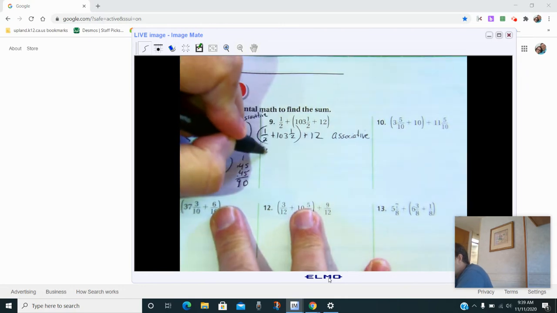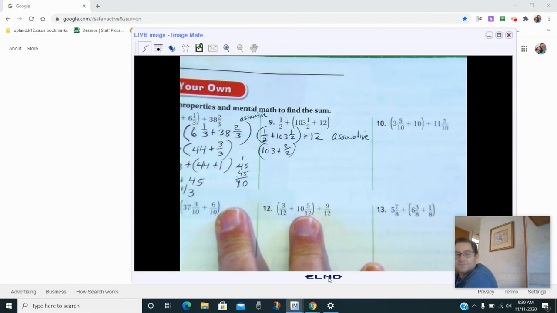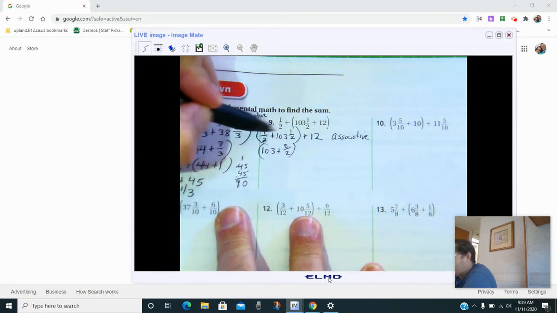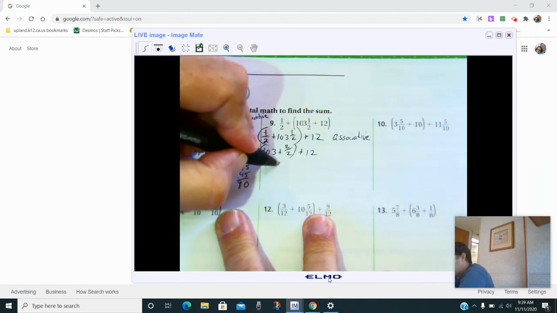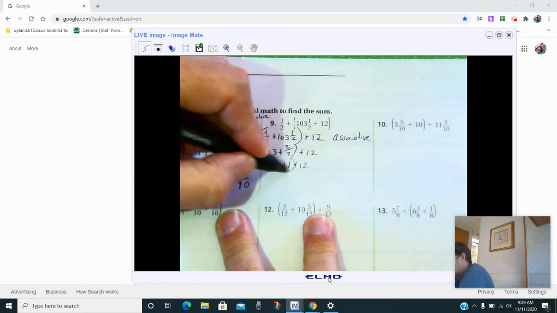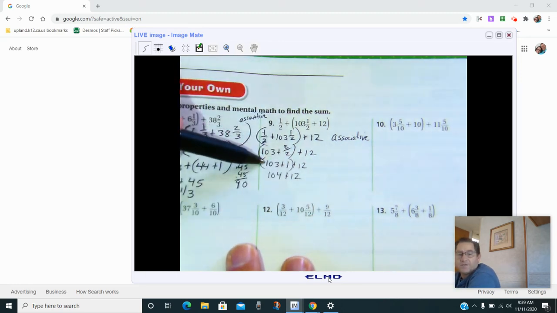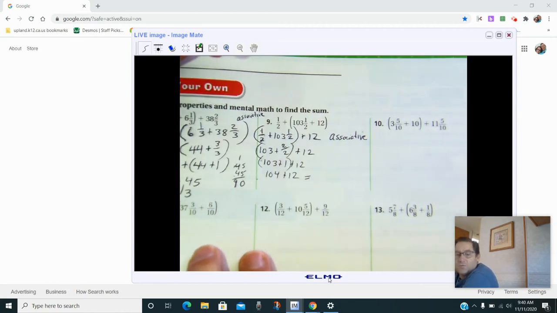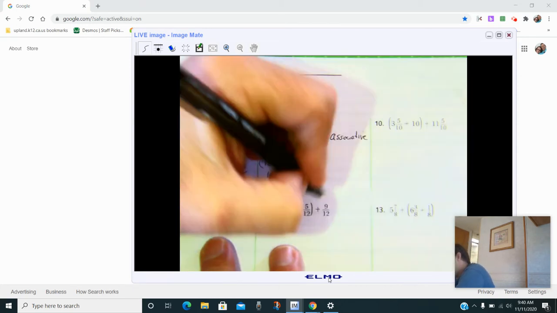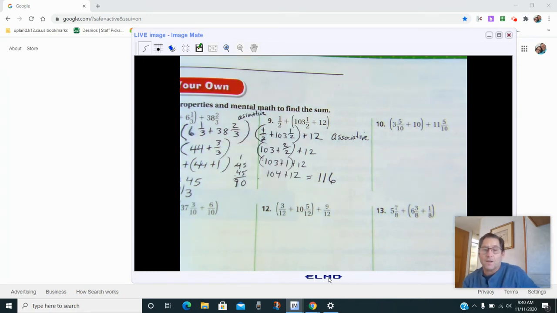So we have 103 plus 2 halves. The 2 halves is from 1/2 plus 1/2, plus the 12. So 103 plus 1 plus 12. 103 plus 1 is 104, plus 12. 12 plus 4 is 16, so 116 for number 9.